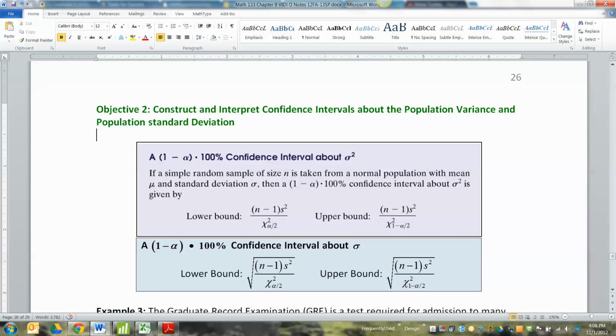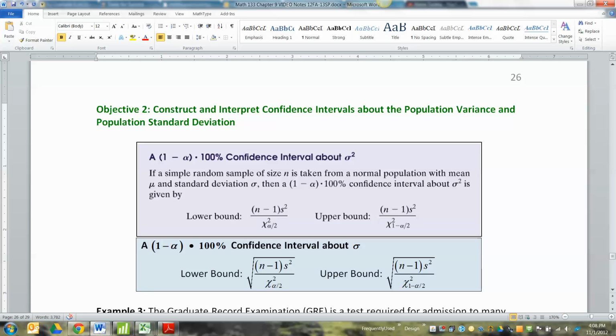We next need to move into actually making the confidence intervals for population variance and standard deviation. I don't know why I didn't capitalize that. All right, so here's the formula for variance. Now remember, variance is just the standard deviation squared. So for sigma squared, this is your confidence interval. You have a lower bound of this number and an upper bound of this number.